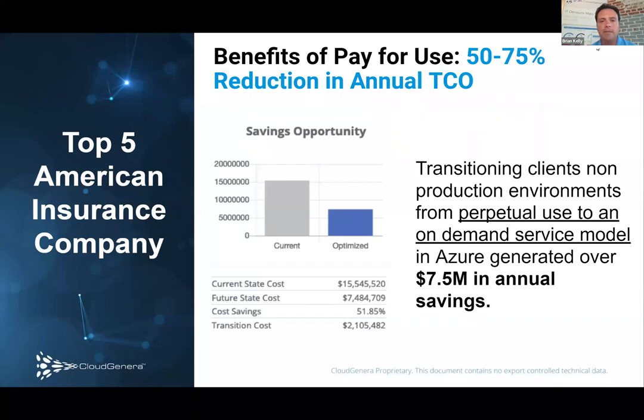Leveraging this technique of implementing automation so that non-production environments are only running when they're in use can drive real savings for a business. And here in this example, you can see it's a 51.85% savings opportunity. After investing $2 million in automation, business is still saving $7.5 million a year. In that first year, they would net over $5 million in savings. So real money, real opportunities to save by implementing automation. And of course, the CloudGenera platform helps you visualize the business case to drive that investment to achieve that benefit.